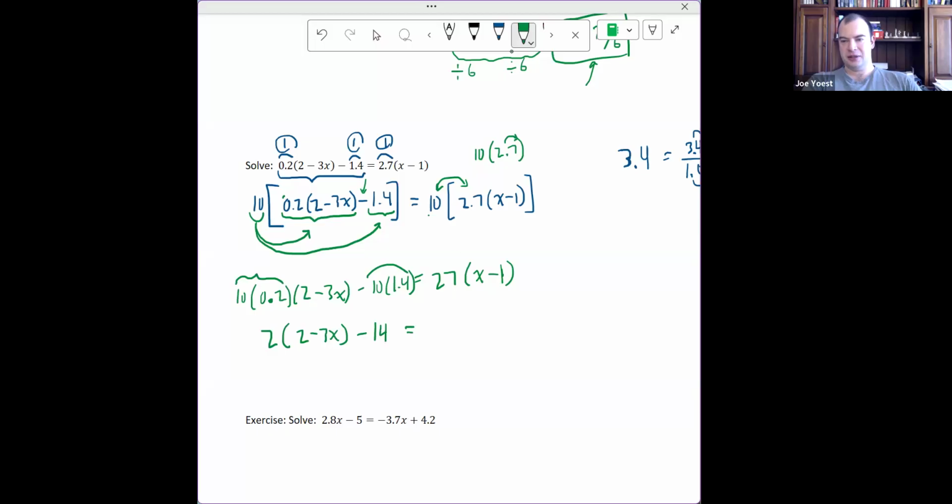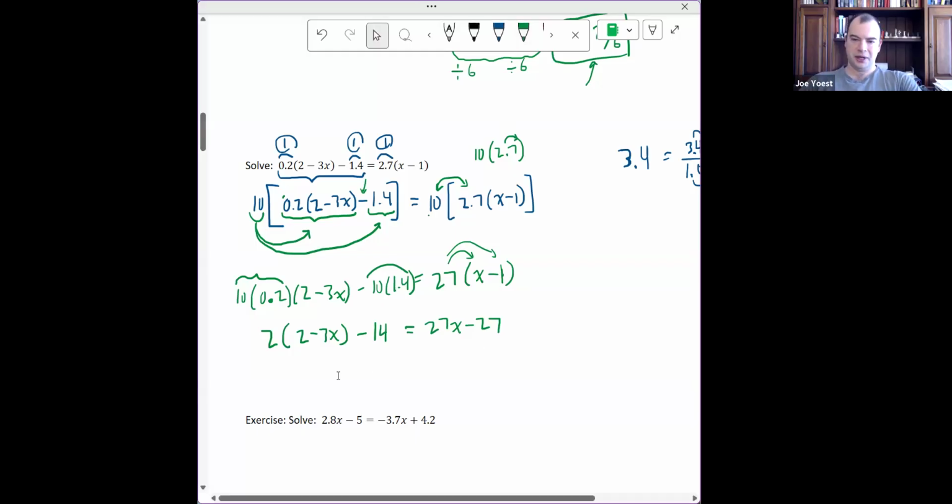On the right-hand side, I need to distribute. So I can do that on this step, 27x minus 27. And at this point, I've gotten rid of all of my decimals. I look across my entire equation, there's no decimals left. So I've kind of completed step 0. Now I need to distribute, simplify both sides by combining like terms, and then I'll have completed step 1.